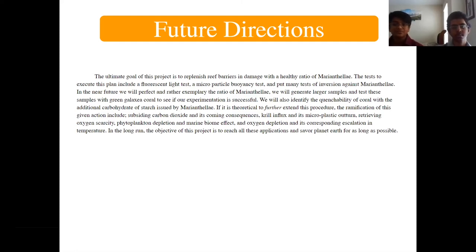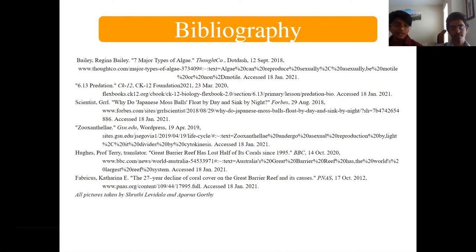This is our bibliography, and we also collected a lot of data in a journal, and we had an organized science fair notebook, and that's how we contributed to the data on this project.